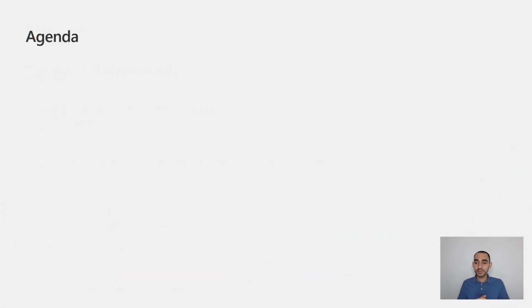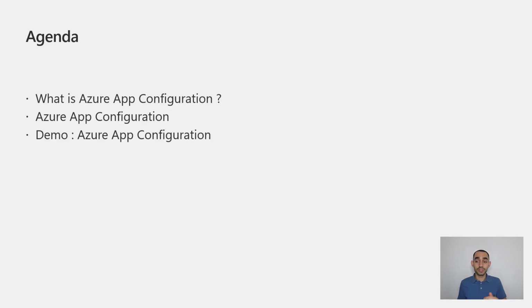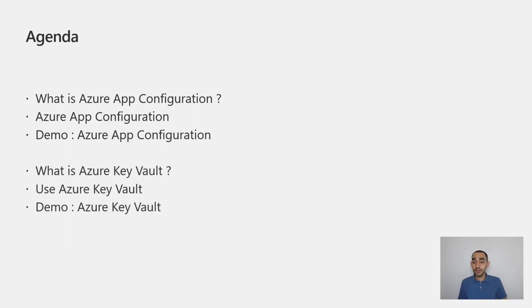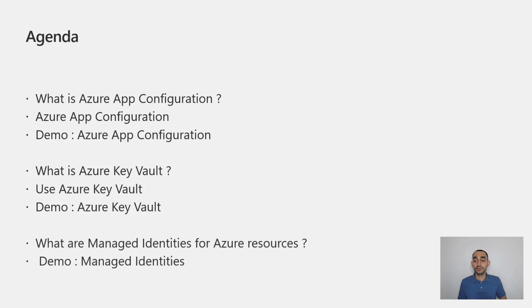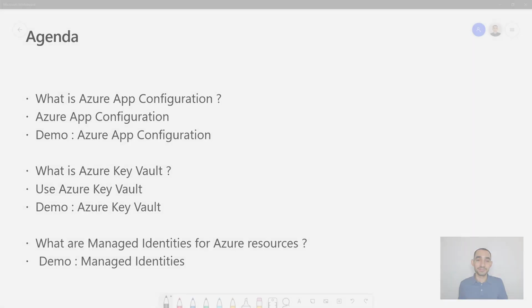During this session, we'll discover some Azure services and find out how to use them in order to modernize our application configuration. We'll start with the first service, which is Azure App Configuration. Then we'll move to the second service, which is Azure Key Vault. Then we'll end by knowing how to use both services together with managed identities for Azure services. So let's get started with the first part.